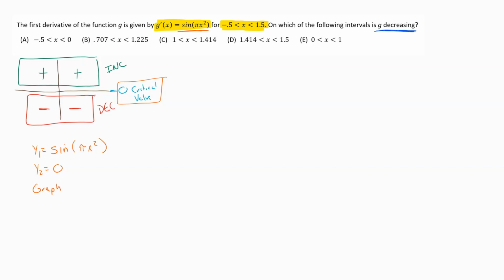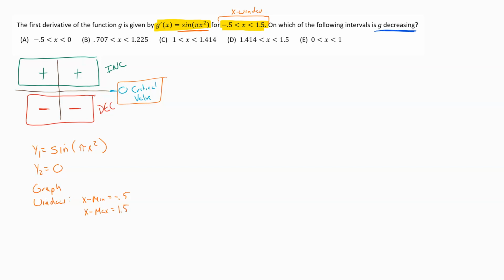We're going to also want to set our window. So usually before I hit the graph button, I go ahead and set my window because they give us a very specific x window to work from here. So on this problem, we would want to set our x min to equal negative 0.5, and we'd want to set our x max to equal the large side of that interval, which is 1.5.